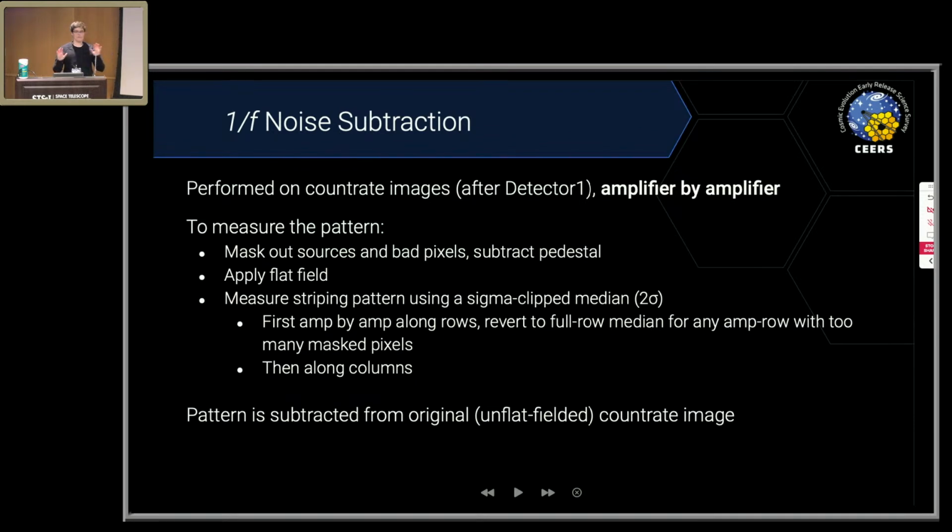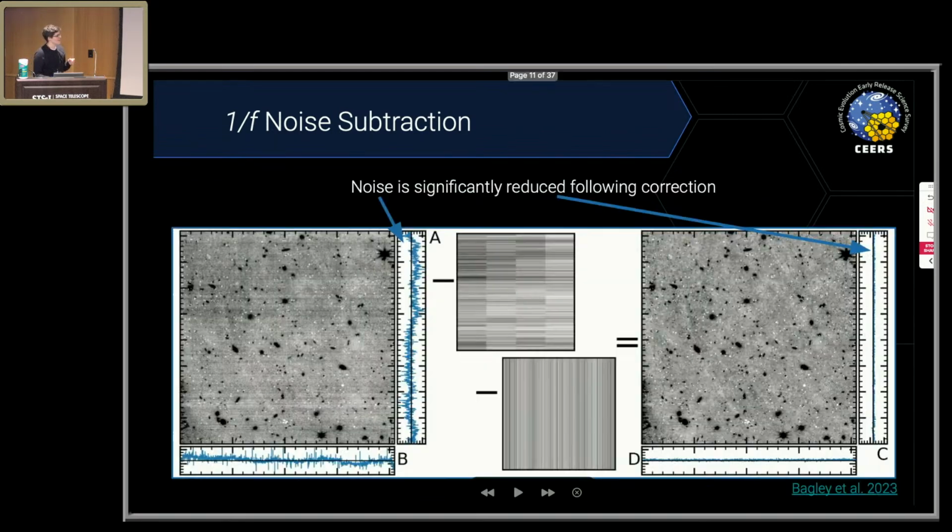That allows us to measure the two patterns, the horizontal and vertical patterns, and we subtract those patterns from the original unflat fielded image. I think we're finding it very important to do this on the count rate and not on the cal files. And we're also looking at group by group, which I'll talk about in a second.